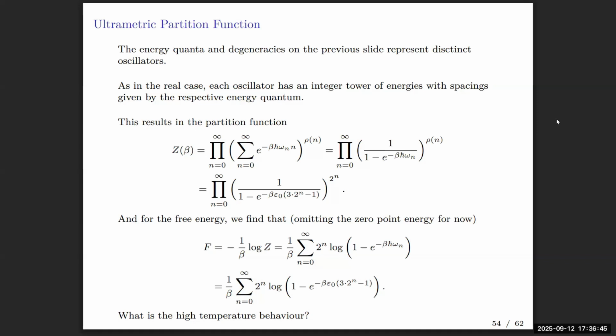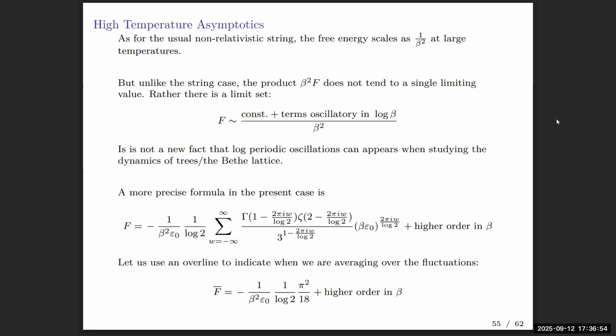Okay, and then we can get the free energy. So it's slightly different from before. What's the high energy behavior, right? We want to ultimately perform this saddle point approximation again. And the short answer is that just like in the usual string, you do get this energy behavior that goes as 1 over beta squared, which is indeed what you would want for a 2-dimensional system, right? This is free energy density, really, so it should scale with the number of dimensions. So again, we're starting to see this 2-dimensional behavior.